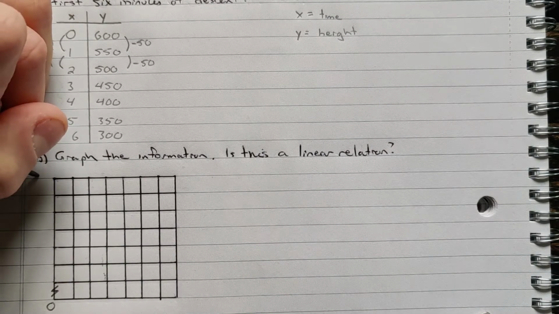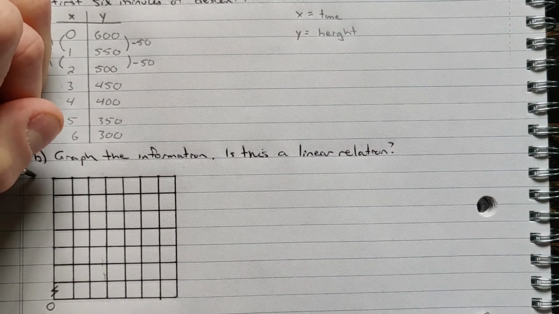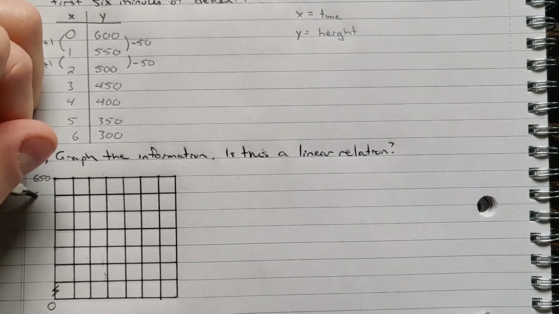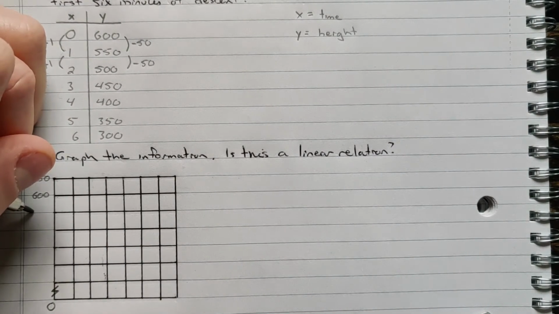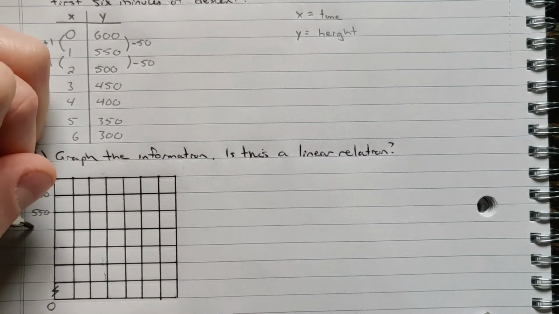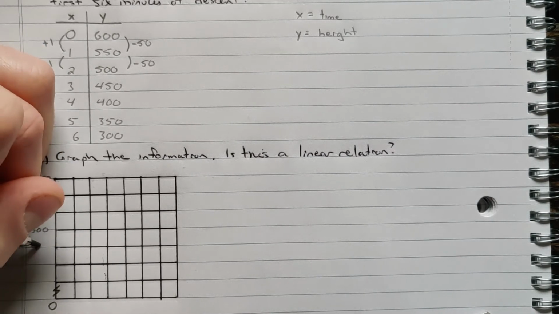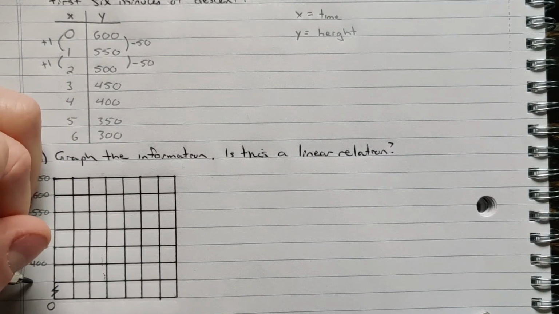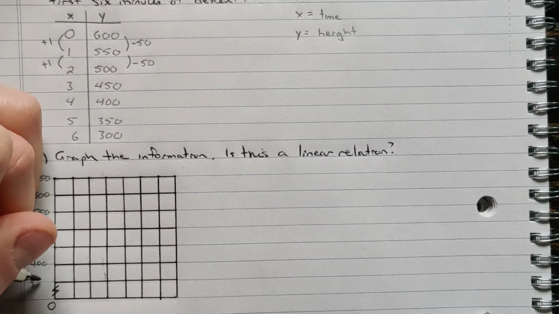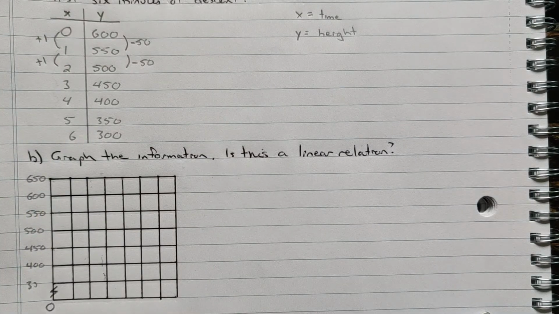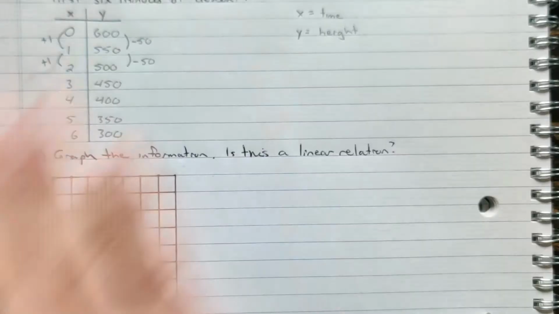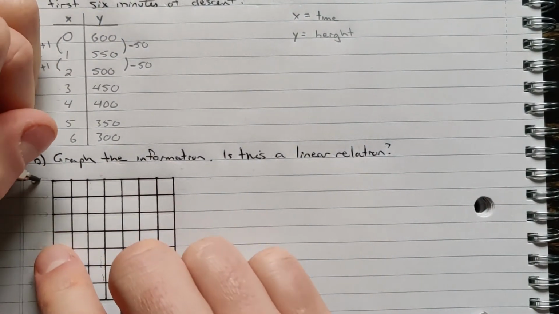So I could even start my graph up here. I'm going to start with 650 just to give it a little extra space. Then 600, 550, 500, 450, 400, 350. Maybe I should have done it the other way. Yeah, should have done it the other way. Let's change that up. So we'll start the graph at 600 so it all fits.